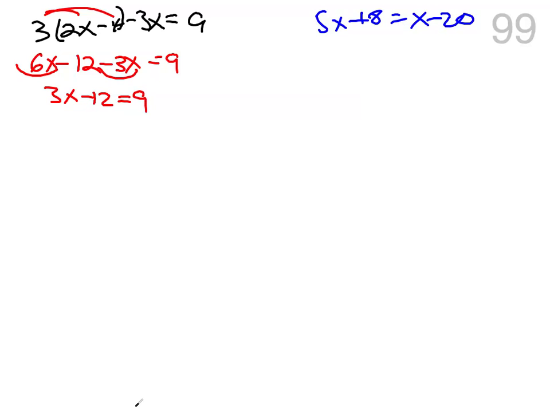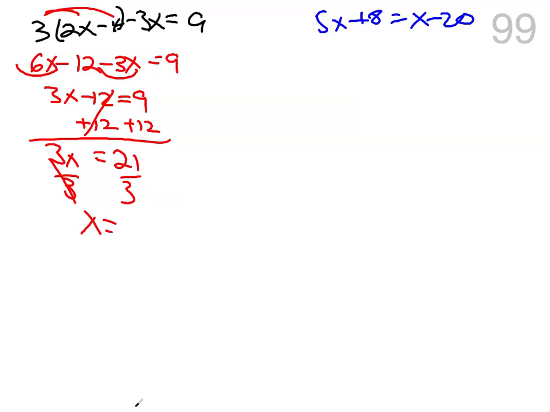Now, notice the numbers are on opposite sides, so I want to do plus 12, plus 12. Again, opposites. Minus 12, so I do plus 12. 3x equals 21, dividing by 3, x is 7. We were pretty good on that one. I hope we get better, but it really wasn't ridiculously bad.